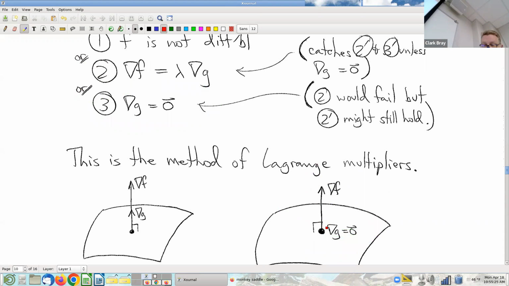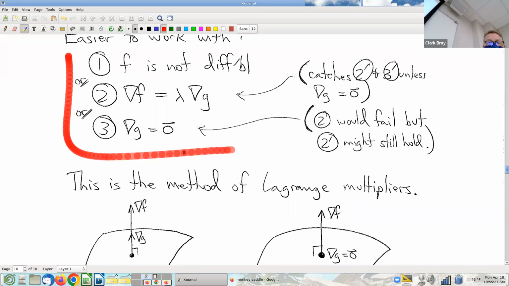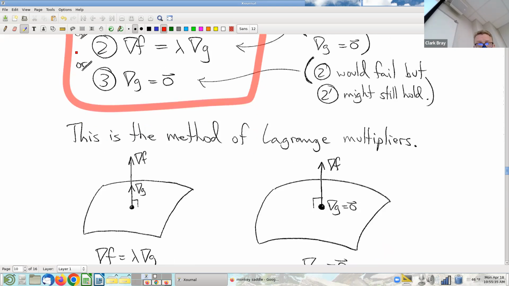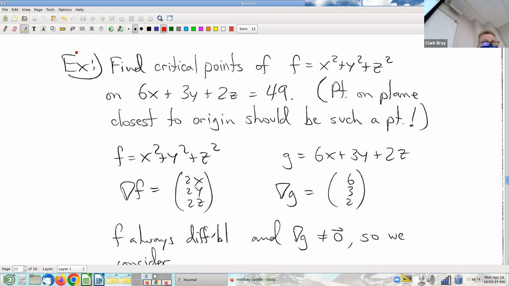So anyway, these are the three conditions. This is what we check. And if you have a constrained optimization problem, go 1, 2, 3, go through these three conditions, identify your critical points, and there you go. So let's see an example. Here's a constrained optimization problem.